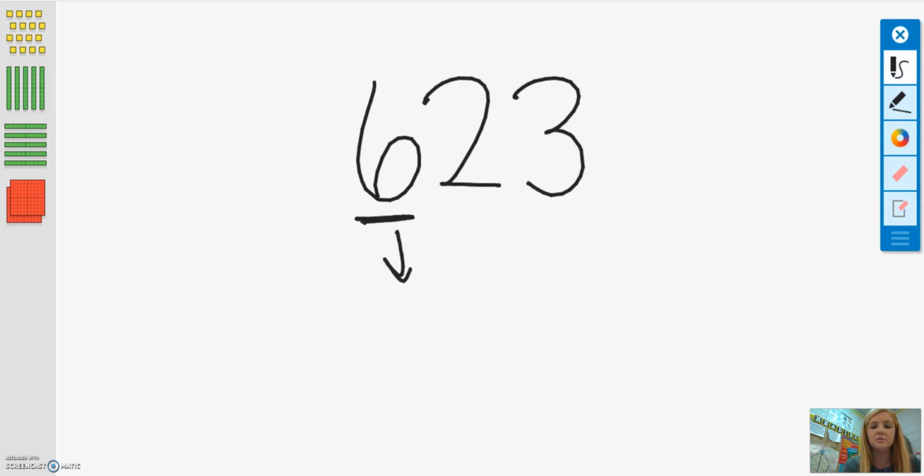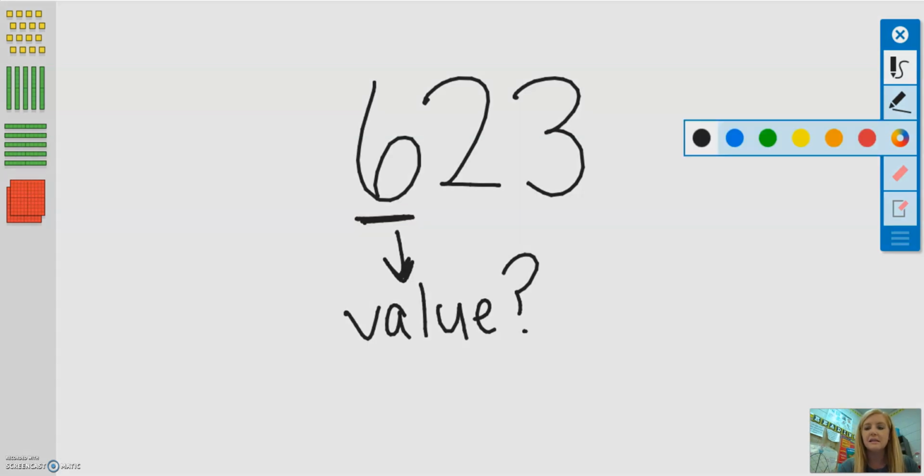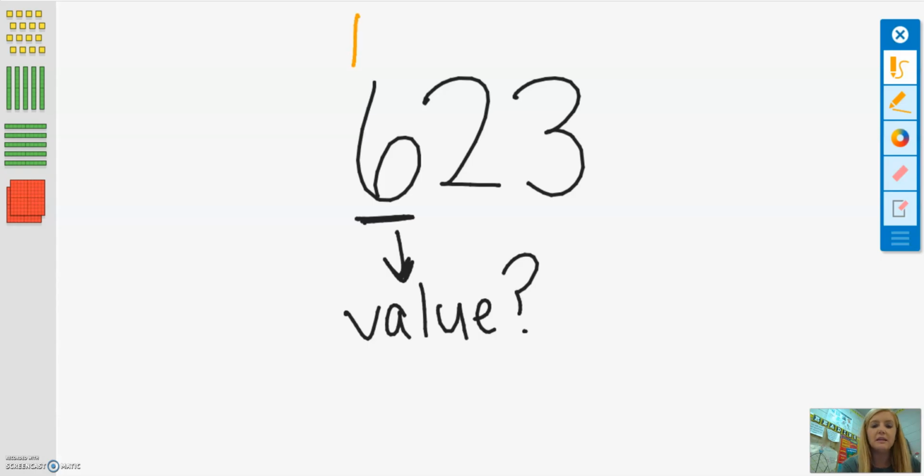So just to help us remember, we're trying to find the value of just the 6, not the 2 or the 3, just the 6. Now, I can't say just 6, guys and girls. A lot of people just want to say that value is 6. But that's not correct because this 6 is located in the hundreds place, okay?